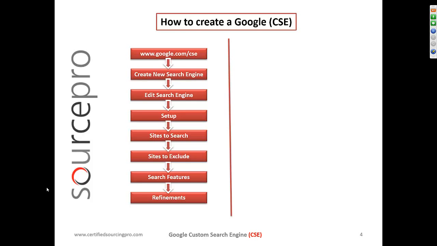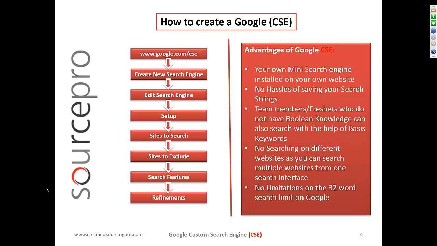Now if you've had a look at everything, the main advantage of Google CSE is that you can have your own mini search engine installed on your website. You need not worry about making different search strings or saving different search strings. You just create one CSE for any of your requirements, and then you have all the results.